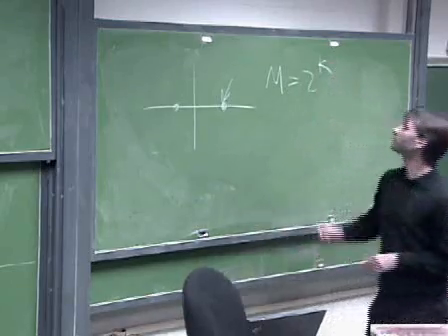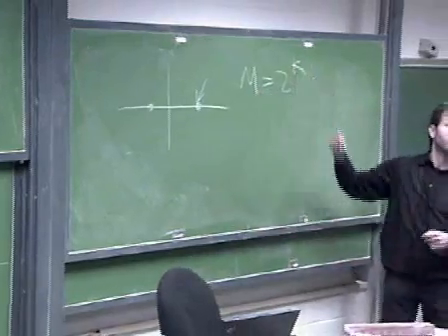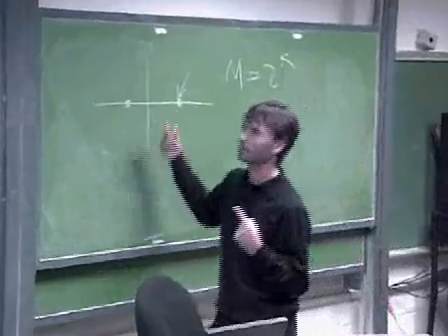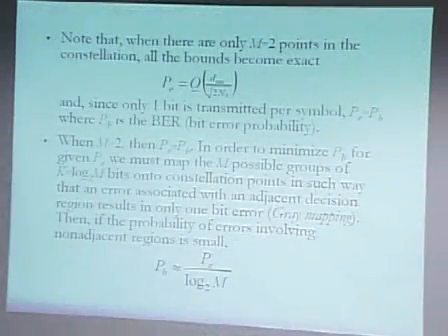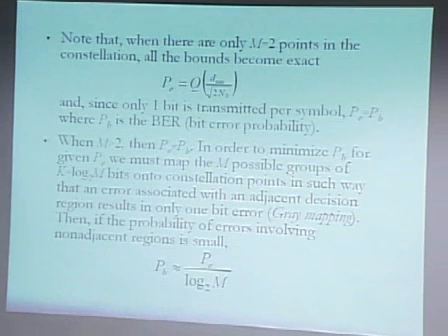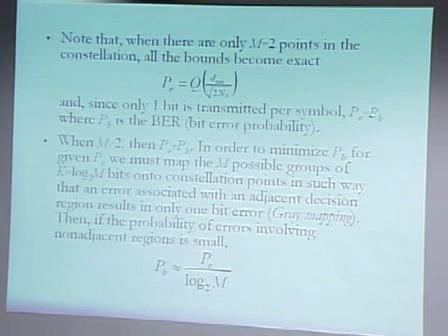Remember this relationship? 2 to the k. So this is 2, so k is 1. So we just have 1 bit. So the probability of error means that that particular bit was in error. So we just send 1 bit. So then PE, the probability of error, is equal to the probability of bit error, which is PB. Now, this is not always the case. In fact, it's only the case here.